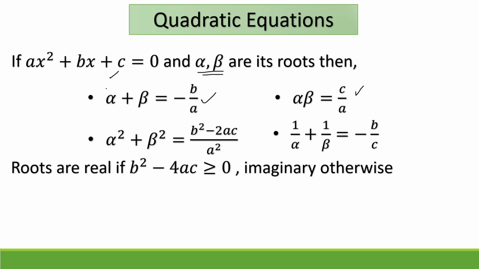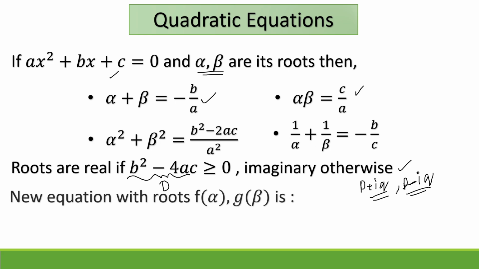Now, the roots are real if and only if b squared minus 4ac is greater than or equal to 0, which is also called the discriminant. If it is less than 0, then the roots are imaginary. Also remember, imaginary roots always occur in conjugate pairs, which means if p plus iq is an imaginary root of a quadratic equation, then p minus iq is also a root. This is true not only for quadratic equations, but for any polynomial equation with real coefficients. Remember that it works for real coefficients only.